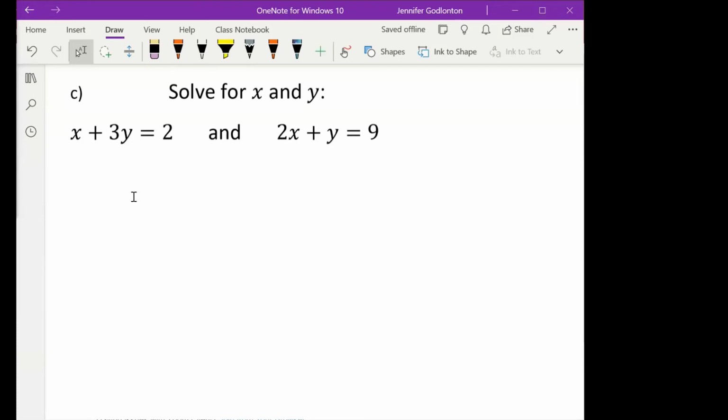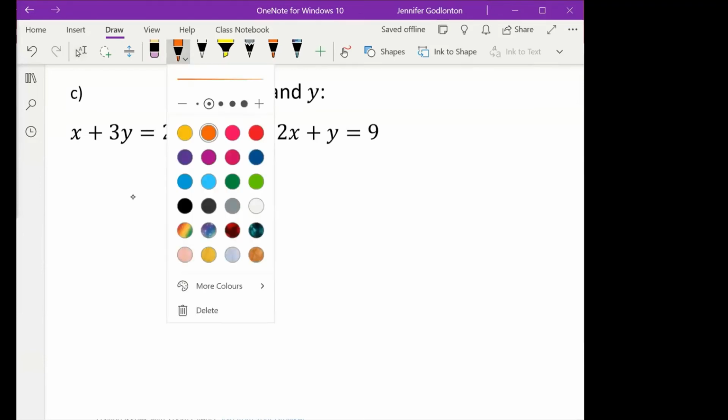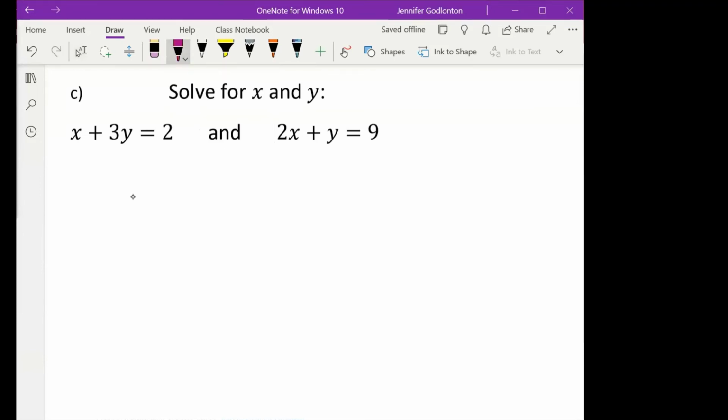All right, guys, the time has come. The 2 minutes has passed. Let's go through this. First step, we are going to isolate a variable. So I'm going to isolate x. You could also have isolated y if you wanted to. So x is equal to 2 minus 3y, and I'm going to put it in brackets. Now I'm going to put that x over there. So I have 2 times (2 minus 3y) plus y, which is equal to 9.